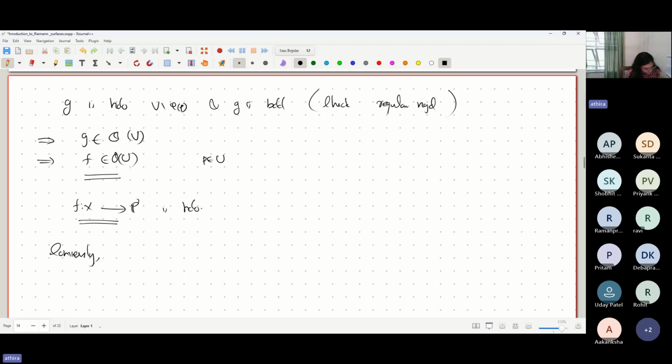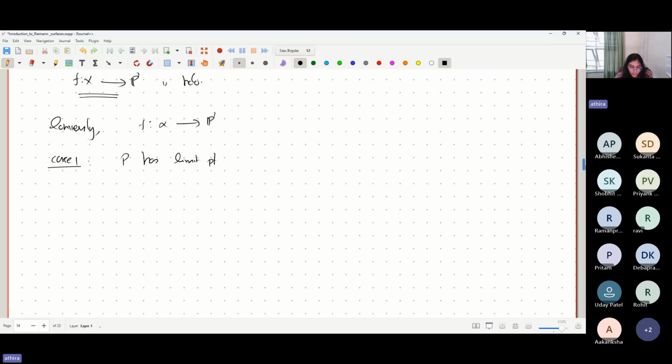Conversely, we have a holomorphic map f from X to P1. First case, P has a limit point. If P has a limit point, then by the identity theorem, f is identically equal to infinity. Case 2, P has no limit point, then all points of P are isolated. Then by the definition of meromorphic function, f belongs to M(X).